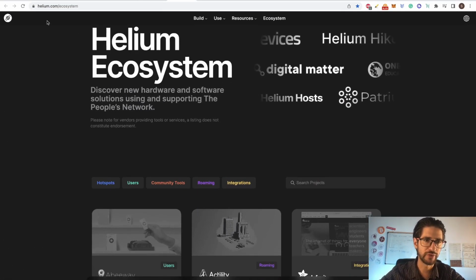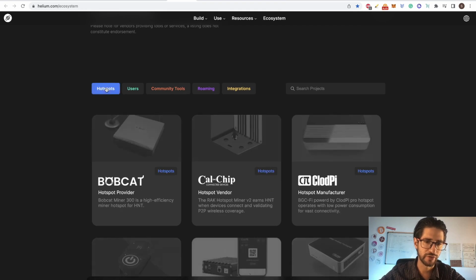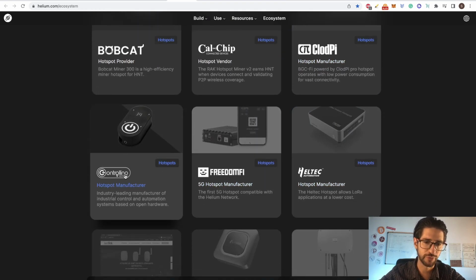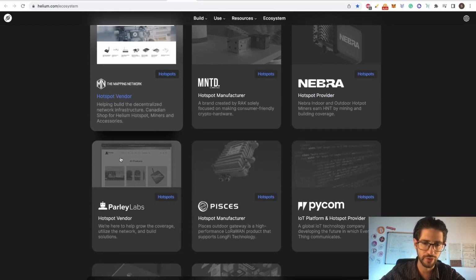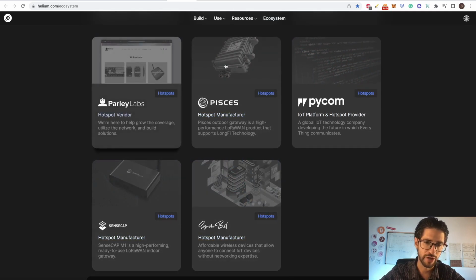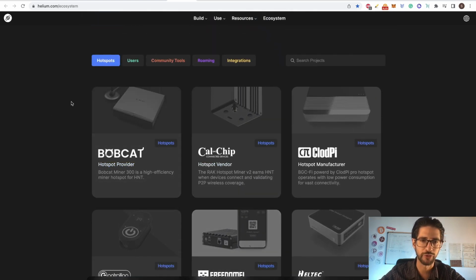If you check the ecosystem in helium.com, I will put links in the description of everything that I am showing. You can see here that in hotspots, we have many companies that manufacture these hotspots for Helium. This is open source, so even you, if you know about electronics, can make your own hotspot for Helium. But you have companies that are already creating that, so you can buy your hotspots from them.